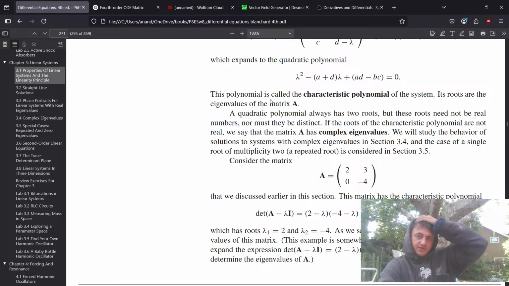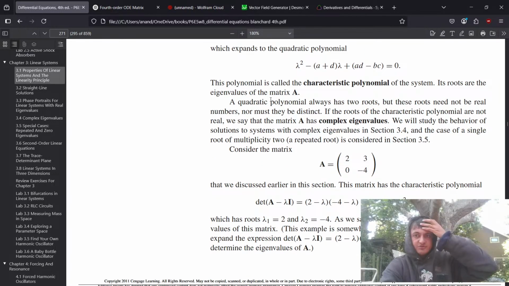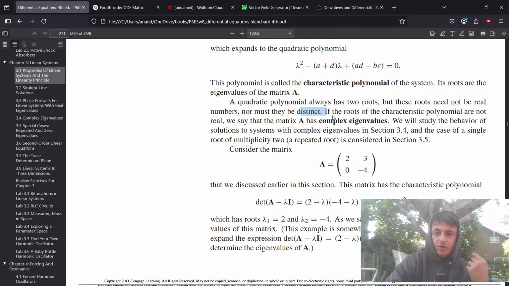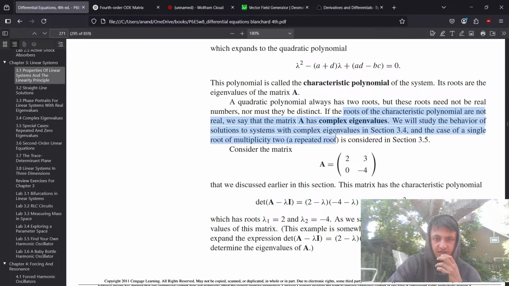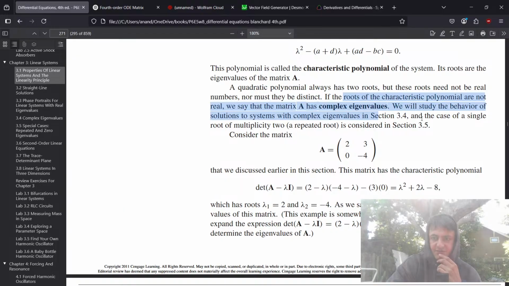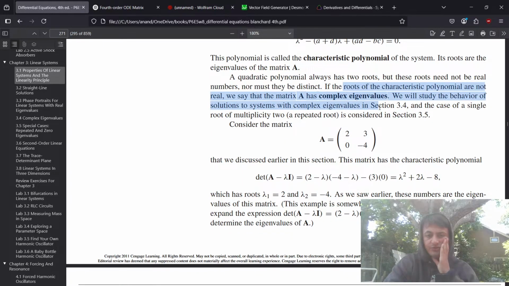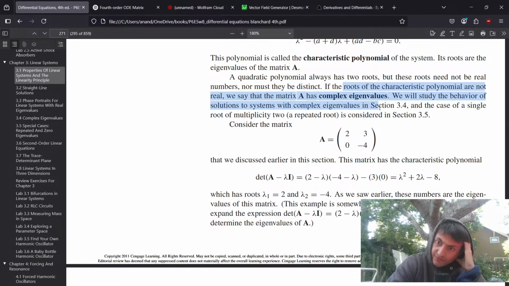The quadratic polynomial always has two roots, but these roots need not be real numbers, nor must they be distinct. If the roots of the characteristic polynomial are not real, we say that the matrix A has complex eigenvalues. We will study the behavior of complex eigenvalues in 3.4. The case of a single root of multiplicity 2 is in 3.5.